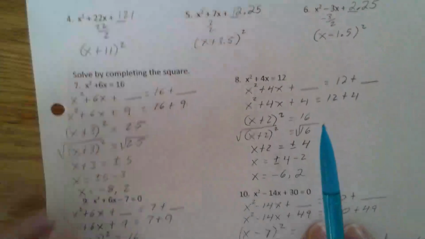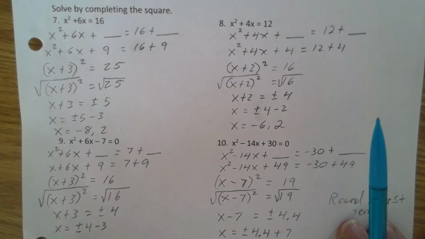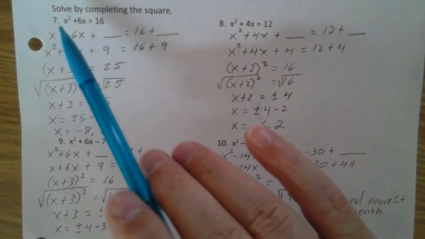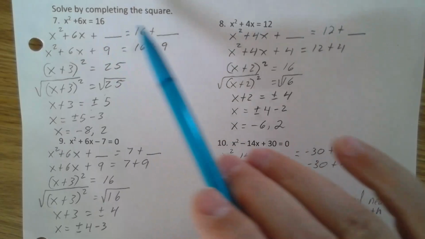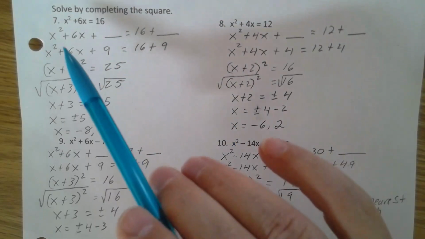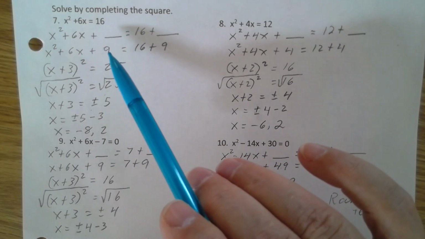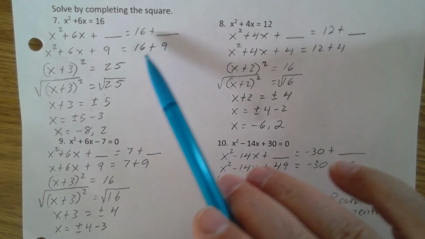All right, so let's take a look here now. So we're going to solve by completing the square. So what are we going to add to both sides? That's what we have to figure out. What number am I going to add to both sides? So half of 6 is 3, squared is 9. So I'm going to add 9 to both sides.